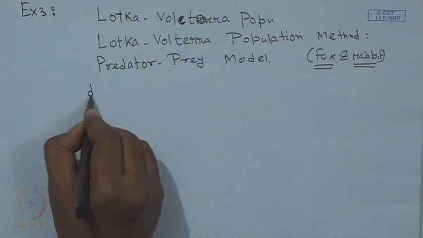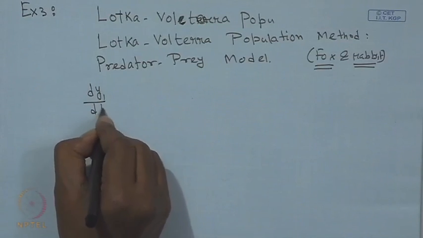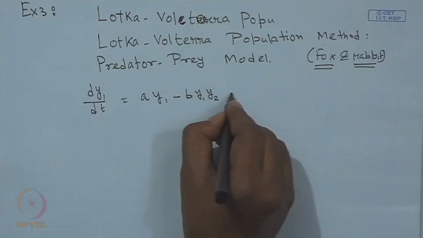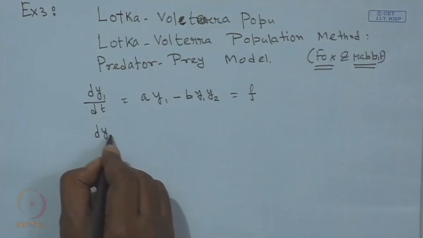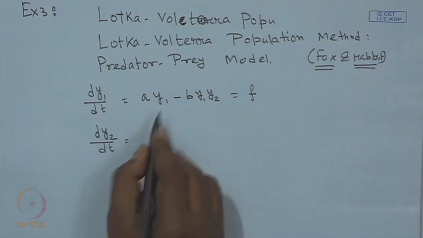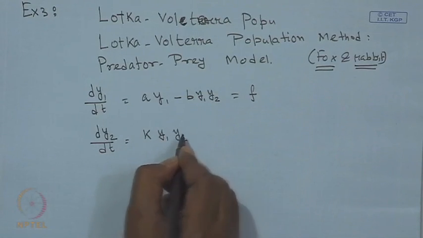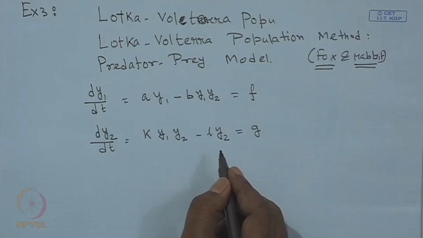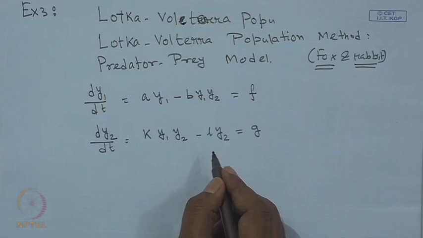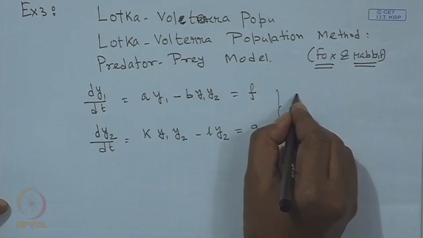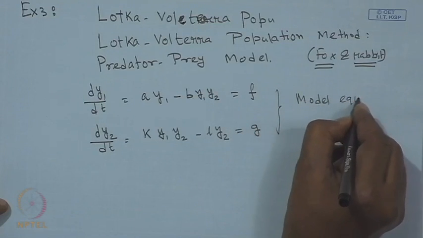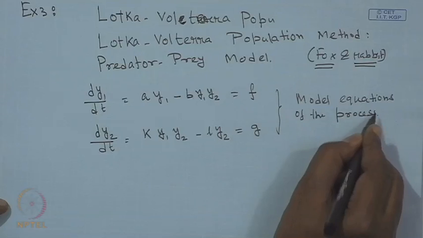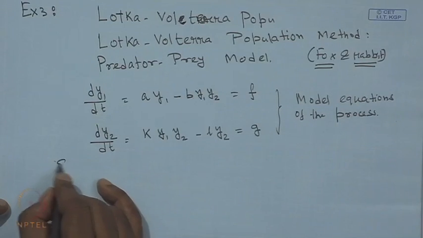So, the governing equation for this problem is given by dy1/dt is equal to a y1 minus b y1 y2, that is equal to function f. dy2/dt is equal to k y1 y2 minus l y2, is equal to g. Now, these are the two model equations of the process. So, now let us look into the steady state.